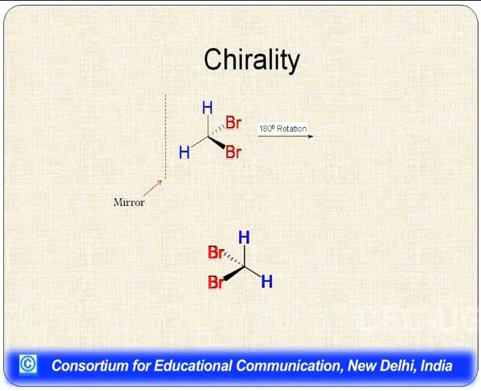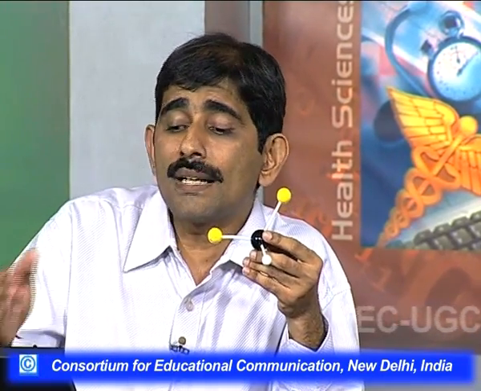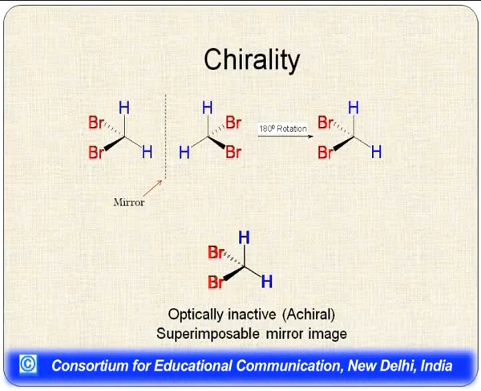That means the point I tried to make with the model in my hand was that this molecule can be divided into two equal halves, and this molecule is symmetric, hence it is achiral, hence it is optically inactive. So, you can look at the slide: the achiral molecule, which has symmetry, is optically inactive and is superimposable on its mirror image.